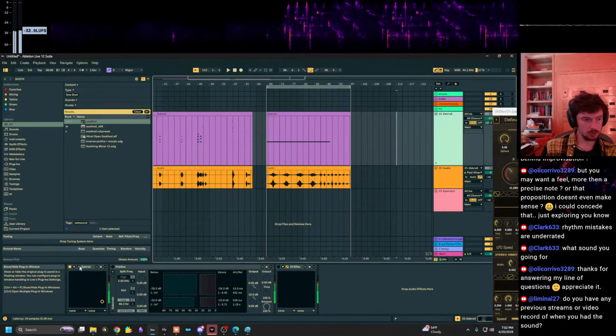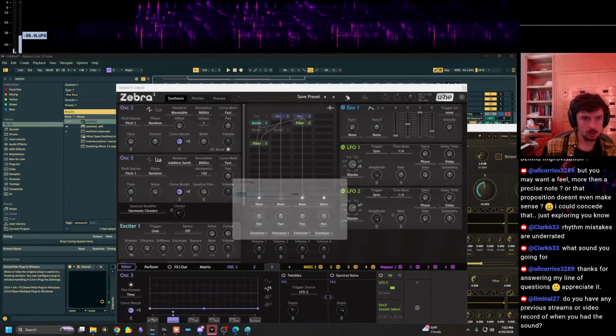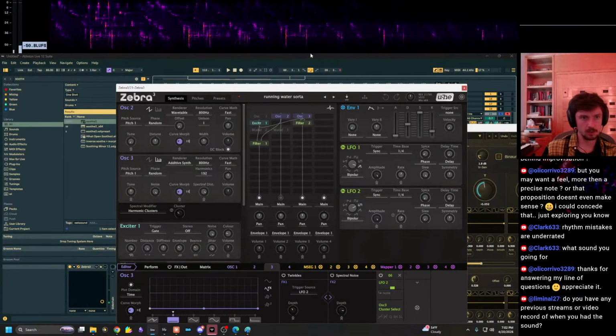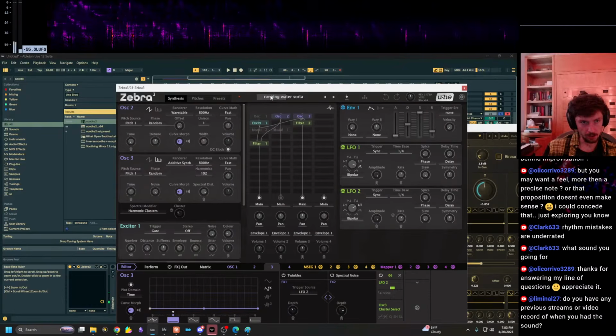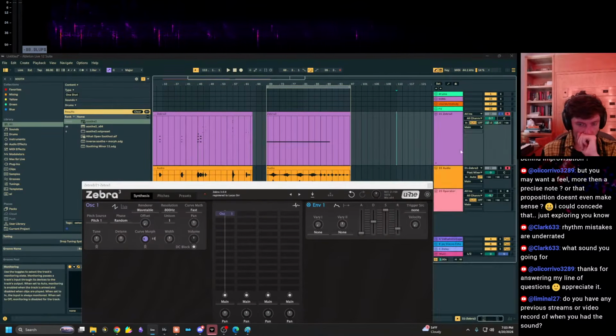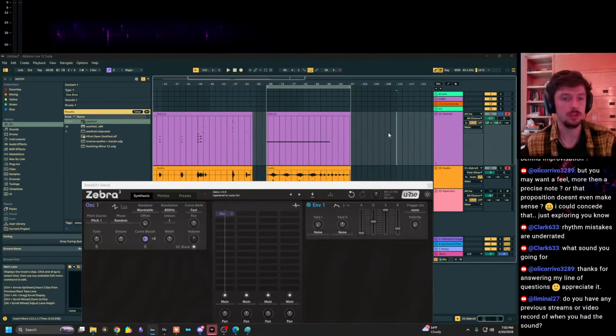Wait, Zebra, please open. Thank you. We'll save this preset as running water, sorta. And then we could init it. Make a different sound now. New patch. Could be fun.